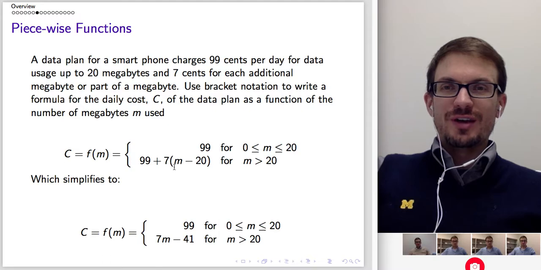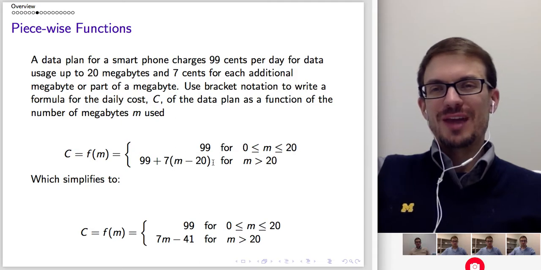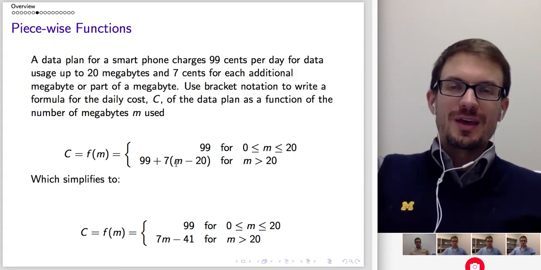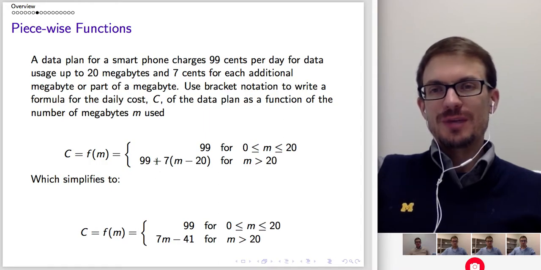Suppose m is 20. This drops out. This is just 0. Suppose m is 19. Well, then this is going to be negative 7. Or well, 19 minus 20 is negative 1 times 7, negative 7. So we'd be at 92.